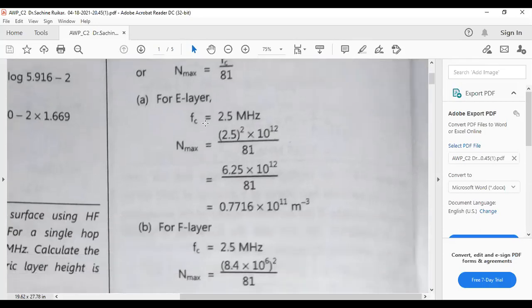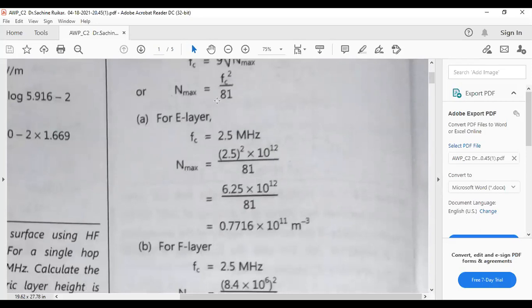By considering the E layer, you will find Fc is given as 2.5 megahertz. N max is nothing but Fc square divided by 81, so Fc is 2.5 squared, and this is mega again, so 10 raised to power 6 squared, divided by 81. In this way you will find the electron density N max is 0.77 into 10 raised to power 11 meter minus cube.